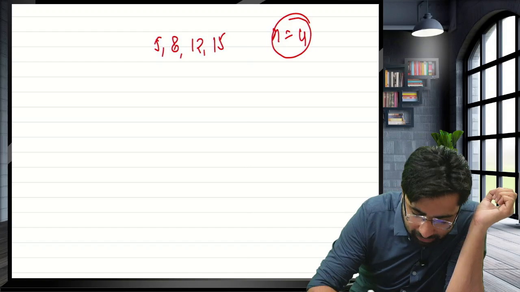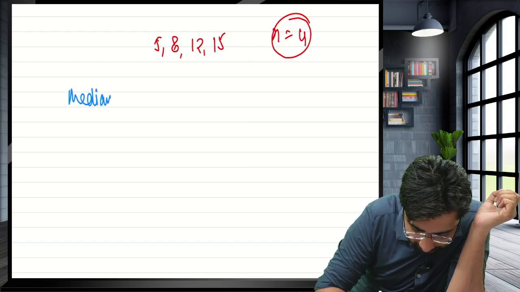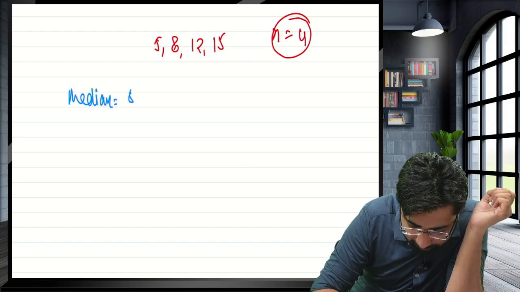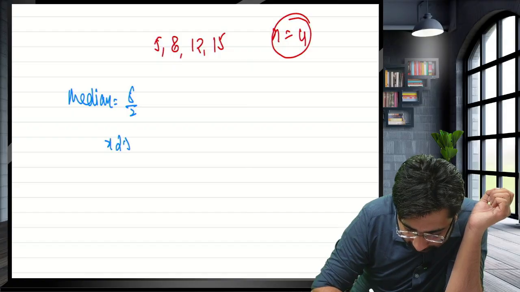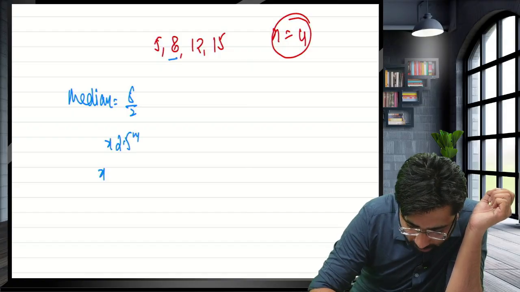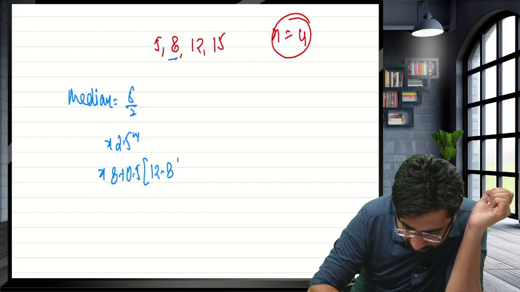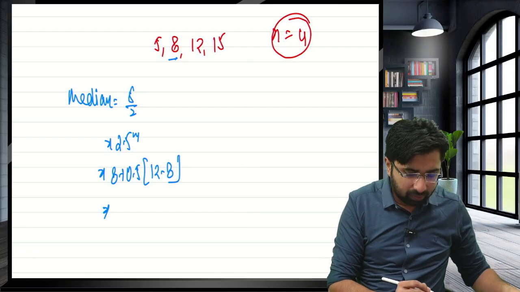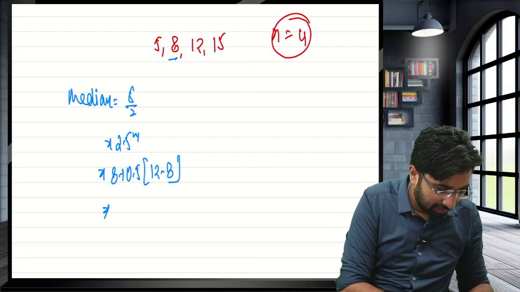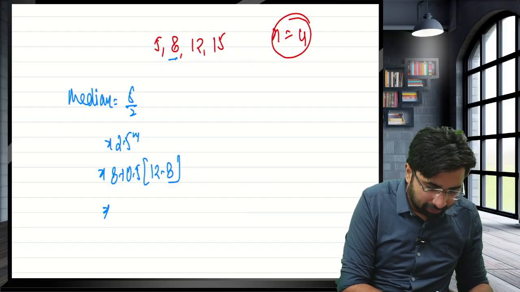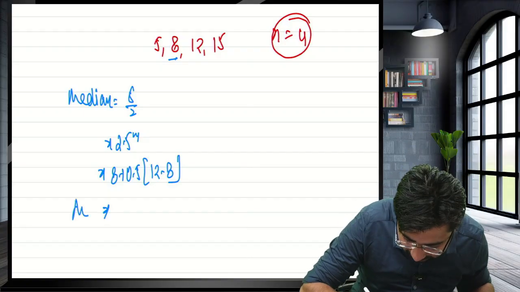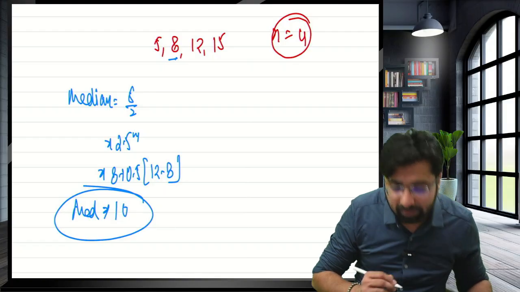Let's calculate the median. n plus 1, 4 plus 1, 5 by 2, which is 2.5. 2.5 means the second observation plus 0.5 times forward minus backward. What is your median? So 12 minus 8 multiplied by 0.5 plus 8. So my median is 10.